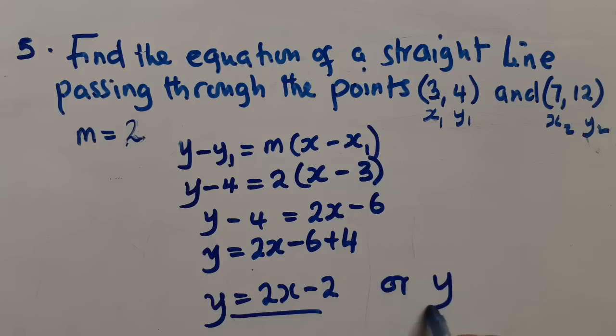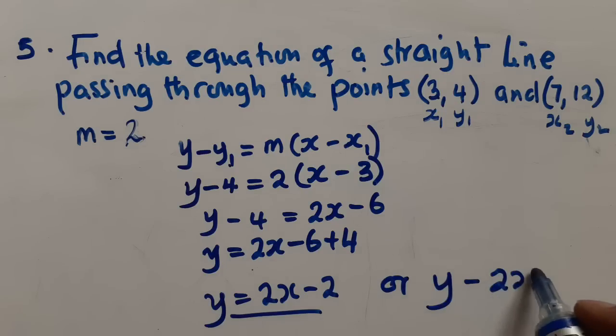Sometimes they would write it as y minus 2x is equals to negative 2. You still have the same answer. All right. Please take note of some errors that I may commit when working out these things. These are suggested answers. I am prone to errors. Thank you. Let's go to question 6.